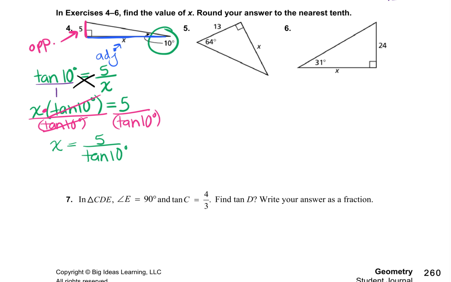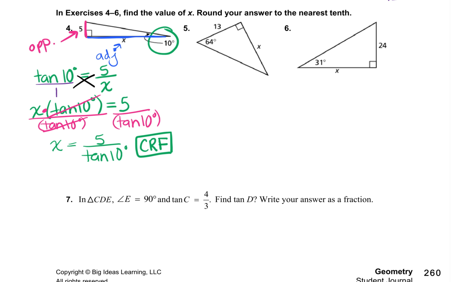Now this is ready for the calculator, so I call this CRF, for calculator ready form. We solved for x all by itself, and we're ready to plug it into our calculator. So when we plug it into our calculator, you type 5, then the division, and then tangent, and then 10. Now, if you have a calculator that does not show on your screen as you type it, then you're going to have to do this in 2 steps.